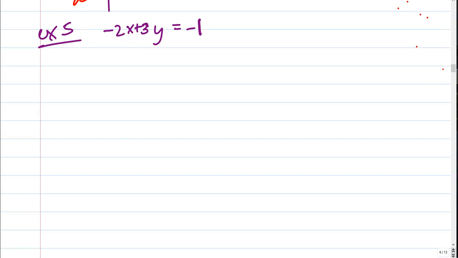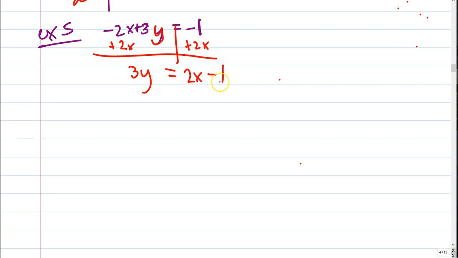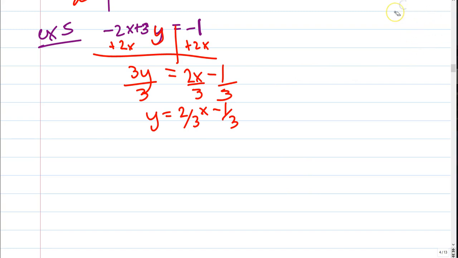How about this one? Well, it's similar. We're solving for y. It's not ready to graph. So what we're going to do is add the 2x over. Do not add those. Those are not like terms. So that y is equal to 2/3 x minus 1/3. Well, that is not cool. See, the issue here is that I have a fraction in there.